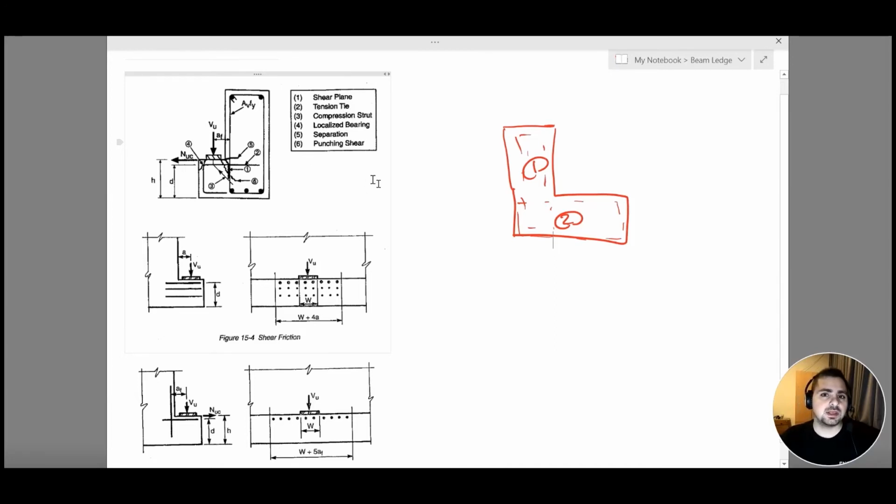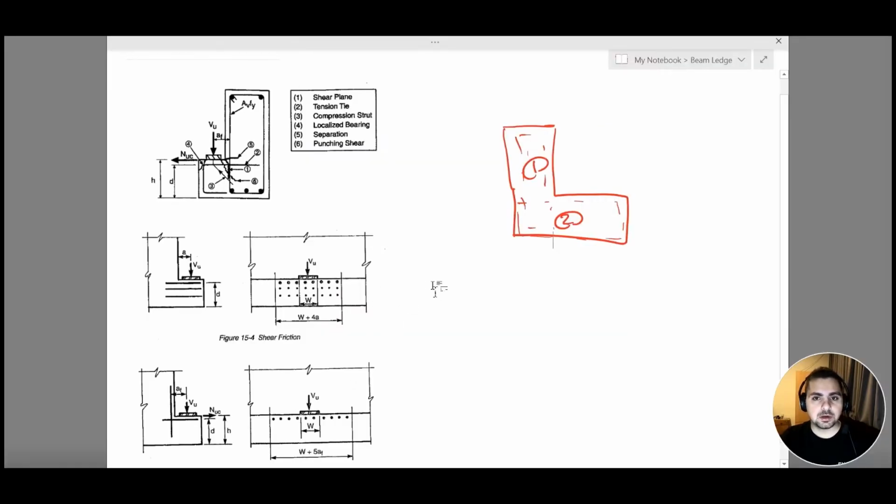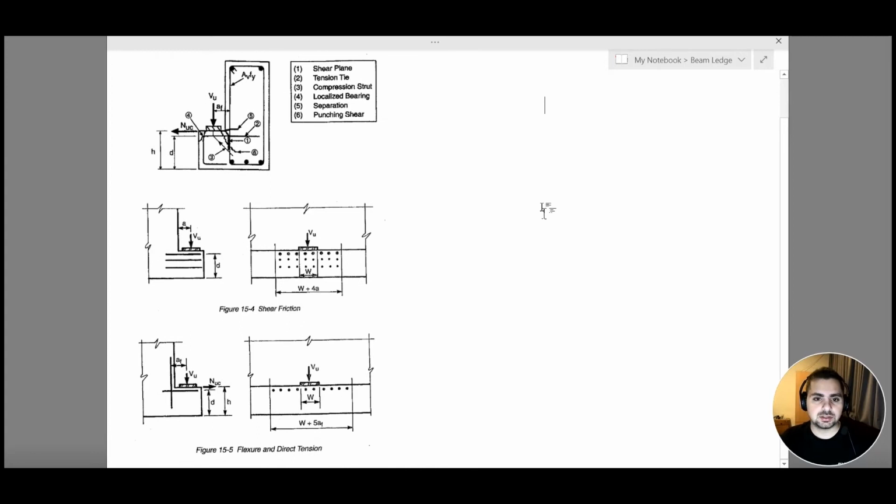Now when it comes to the reinforcement of my beam ledge, let's look at this image. This image represents the reinforcement that is executed on site. This is the reinforcement that we usually go for. It looks like this when we are designing for a beam ledge. Now, we are going to talk about the reinforcement of each and every failure condition one by one. We are going to start with my first failure condition, which is shear.